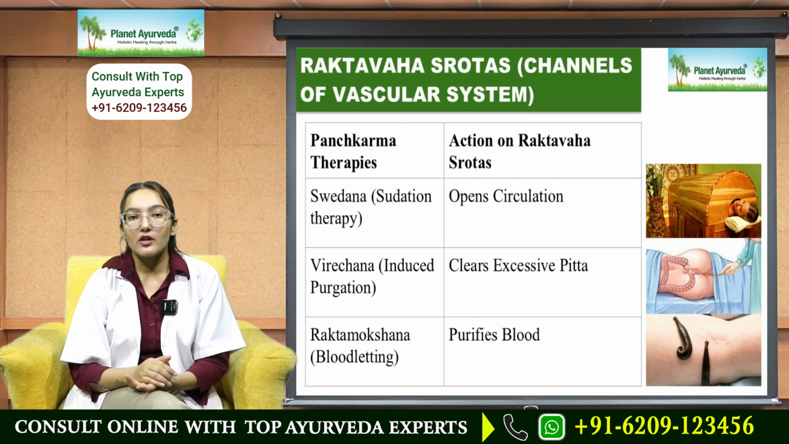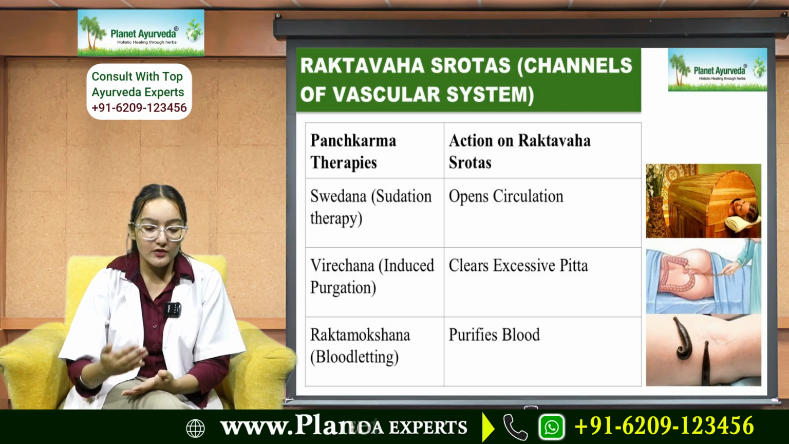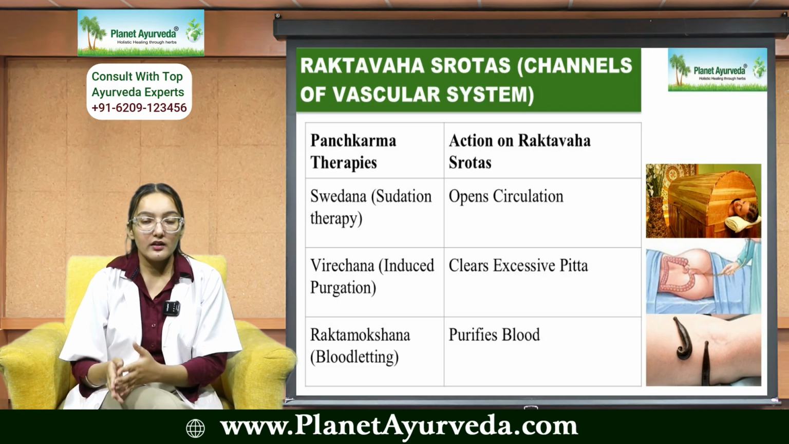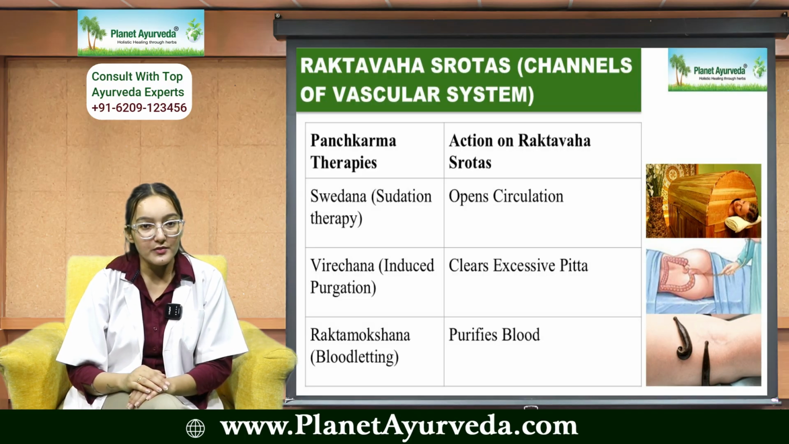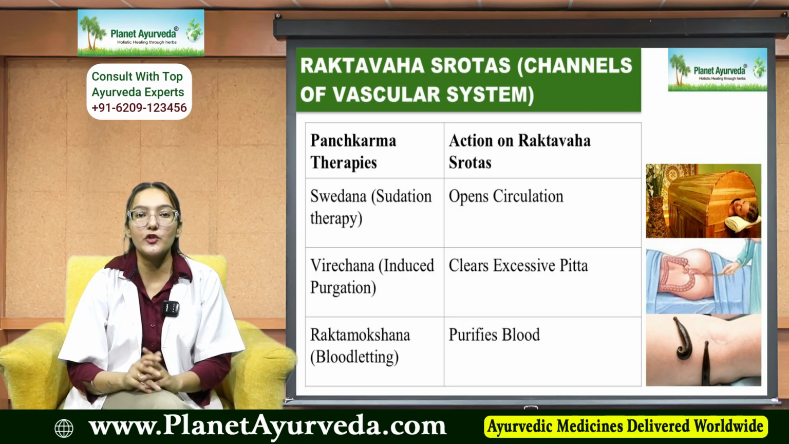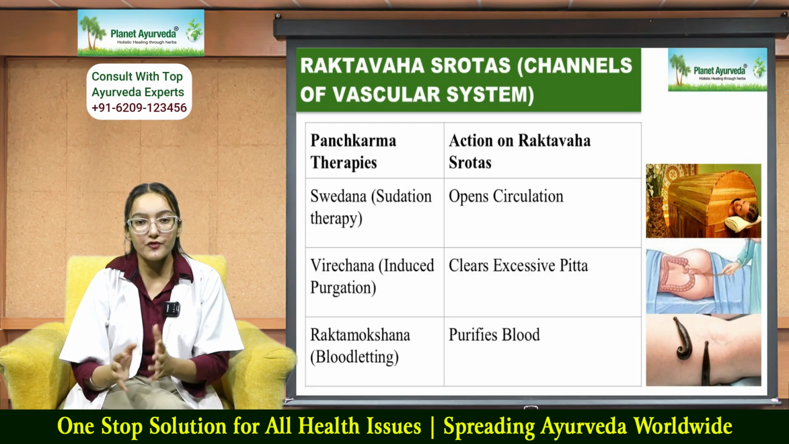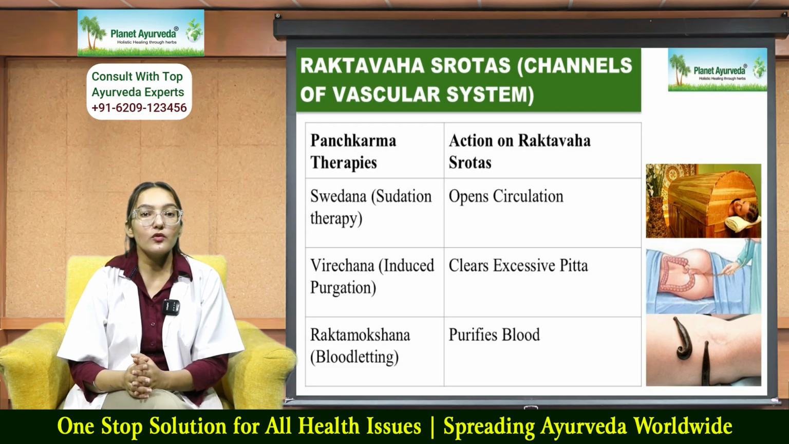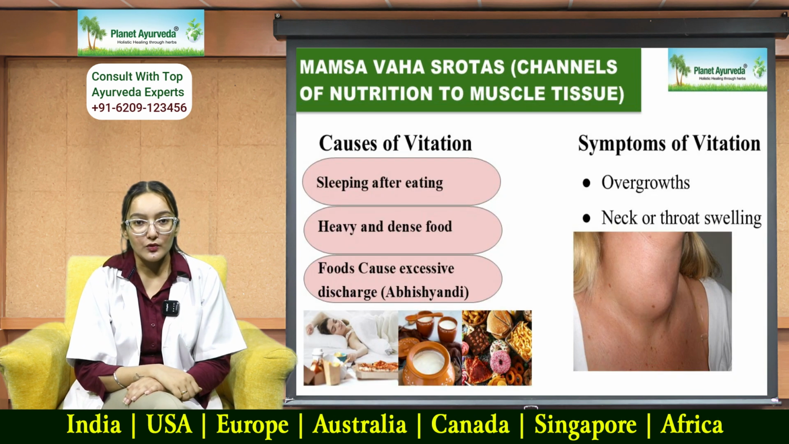Then comes the Virechana or induced purgation. Virechana in Ayurveda is one of the best treatments for pitta related conditions. With this, we can clear the excessive pitta from the person's intestines. Then comes the Rakta Mokshana. This is one of the best treatments for vitiated Rakta. It will purify the blood. By doing this, we can also see a lot of changes in conditions related to Raktavaha Srota Dushti. So this was about Raktavaha Srota Dushti.